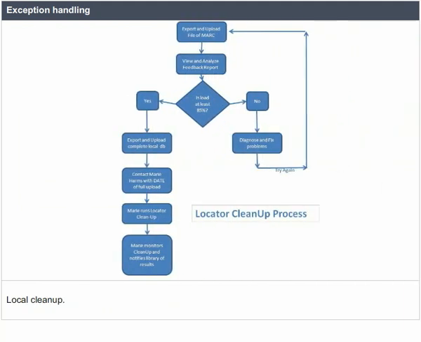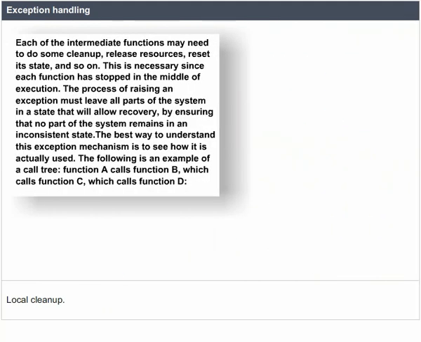Local cleanup. Each of the intermediate functions may need to do some cleanup, release resources, reset its state, and so on. This is necessary since each function has stopped in the middle of execution. The process of raising an exception must leave all parts of the system in a state that will allow recovery by ensuring that no part of the system remains in an inconsistent state.